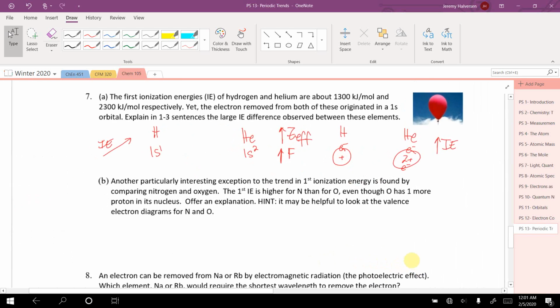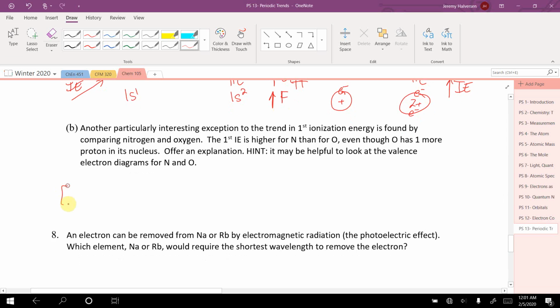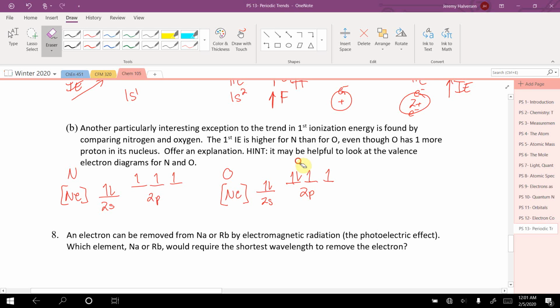Often when you're asked to explain exceptions like this, it's a good idea to write out the box diagrams. Let's do nitrogen first: 2s2, 2p3, and then oxygen would be neon, 2s2, 2p4. So basically we're saying we would expect oxygen to have a higher ionization energy, but in reality it's harder to remove electrons from nitrogen.